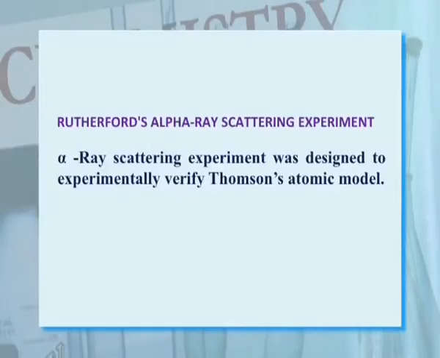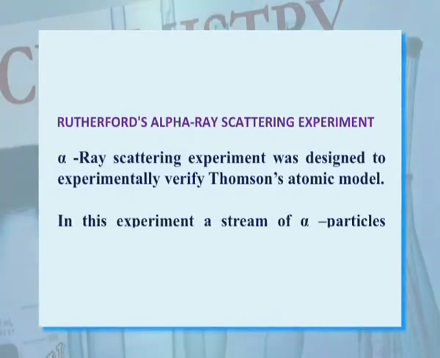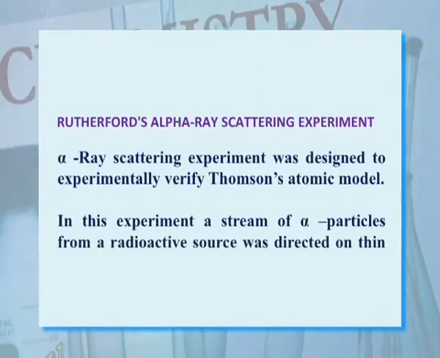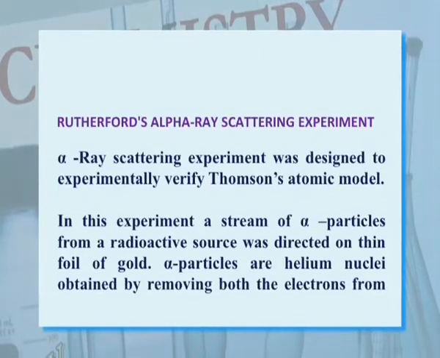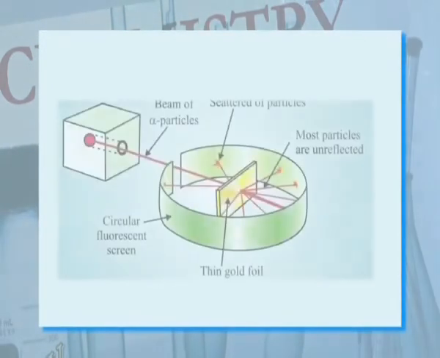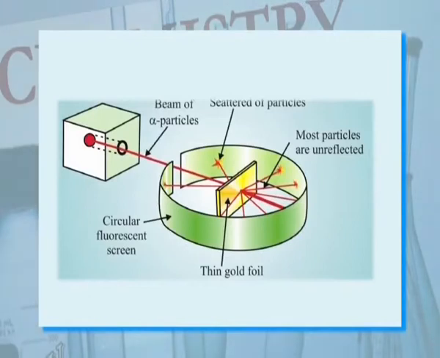Rutherford alpha ray scattering experiment. This was the second experiment to find out the actual structure of the atom. Alpha ray scattering experiment was designed to experimentally verify Thomson atomic model. In this experiment, a stream of alpha particles from a radioactive source was directed on a thin foil of gold. Alpha particles are helium nuclei obtained by removing both the electrons from a helium atom. This was the arrangement of Rutherford's gold foil experiment.